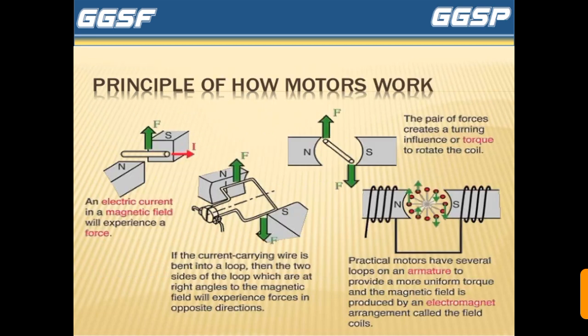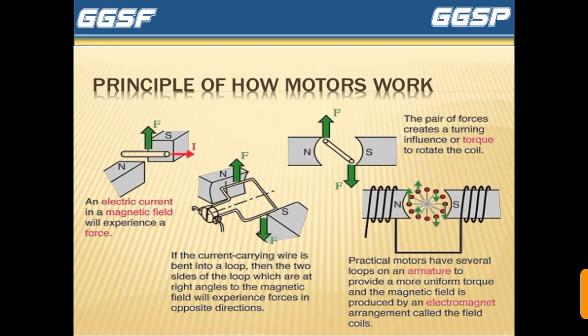Next, the principle of how a motor works. A current-carrying wire in a magnetic field will experience a force. If the wire is bent into a loop, then the two sides of the loop which are at right angles to the magnetic field will experience force in opposite directions. The pair of forces creates a turning influence, or torque, to rotate the coil.